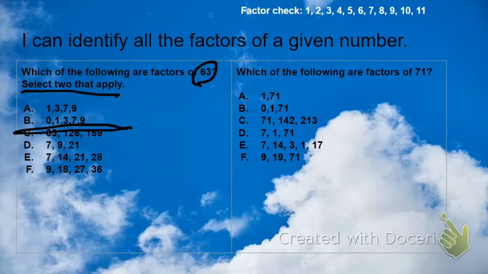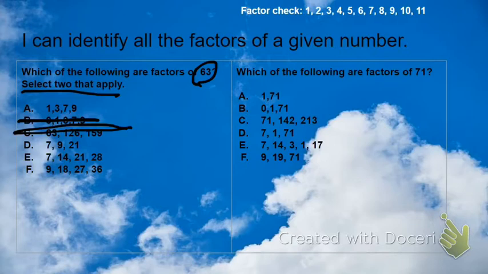Another thing I look for when trying to eliminate answers is the number 0 for these factors, right? Because anything times 0 is 0. And if I was not given the number 0, then it's not a factor, okay? So I see the number 0 here, so I'm going to cross that out. I already have 2 answers crossed out. Now I know I'm going to select 2 that apply. So I'm going to look at A.